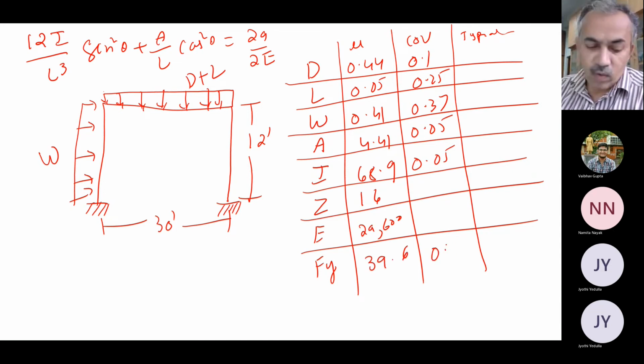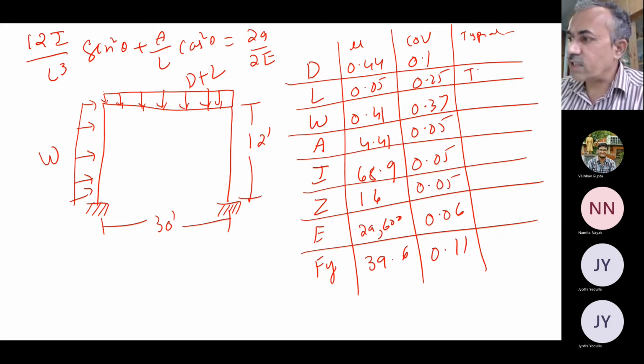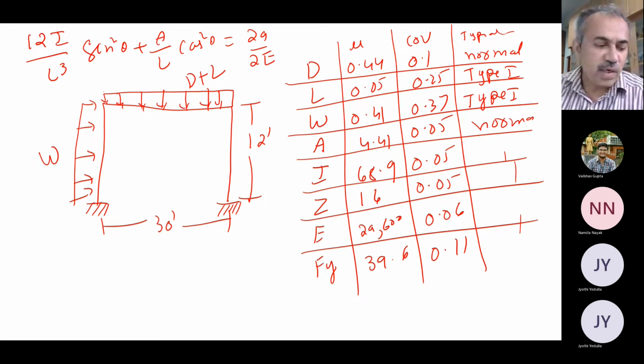So this is 0.11, 0.06, then 0.05, and all are normal distributions except live load is type 1, and then wind is also type 1. All are normal distributions only. Okay, so this is also normal distribution. And then he has given the performance functions also.